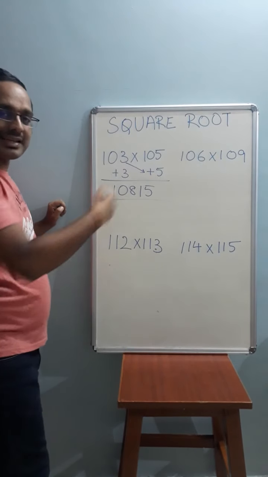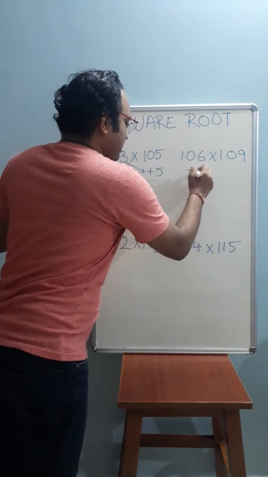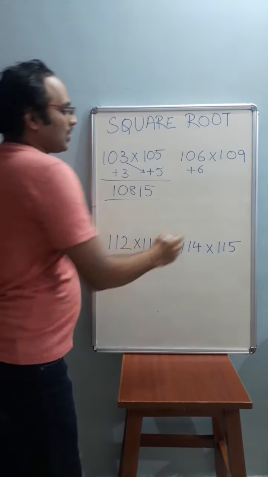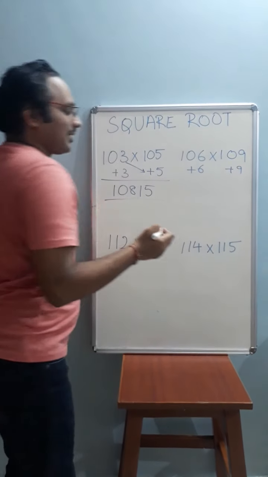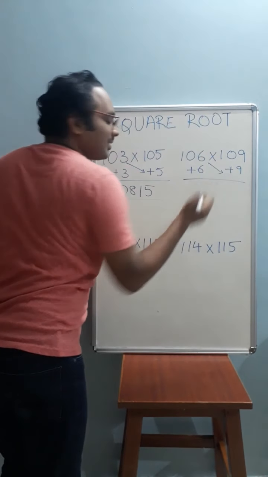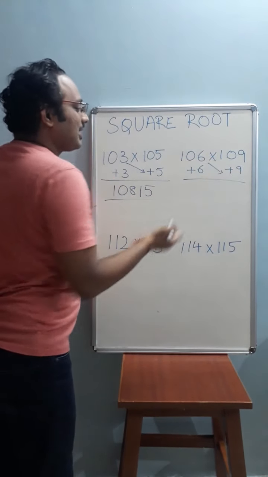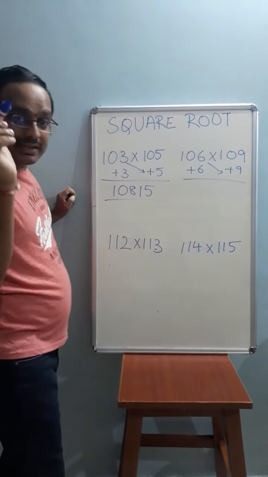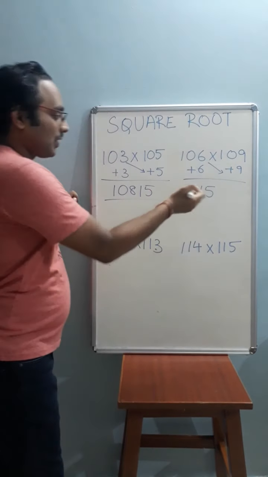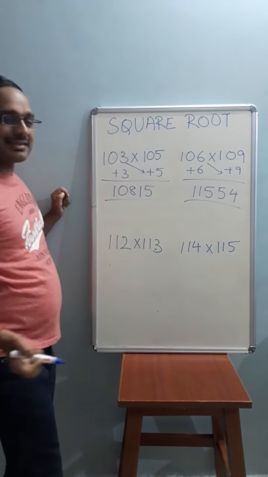It is so simple. Let's take another example. 106 into 109. 106 is 6 ahead of 100 because 100 plus 6 is 106. 109 is 9 ahead of 100. Now, cross add. One thing I want to highlight: cross add can be done like this also, 106 plus 9. It can also be done like 109 plus 6. You will get the same result. 106 plus 9 is 115, followed by 6 into 9, that is 54. That's it. We got the answer.